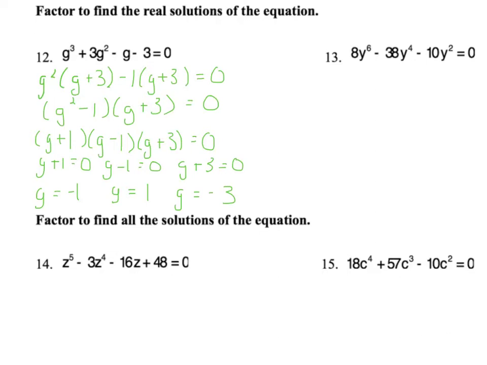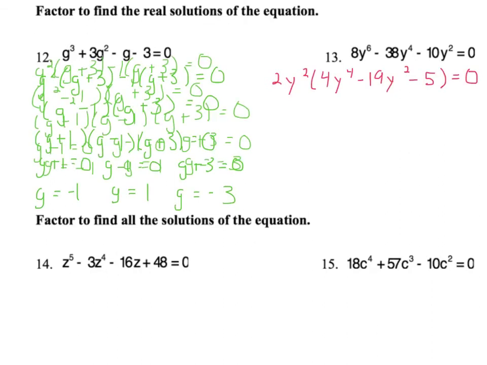For number 13, looks like I can first factor out a 2y squared. And then I'll be left with 4y to the 4th minus 19y squared minus 5. And then I want to see if I can factor 4y to the 4th minus 19y squared minus 5 even more. I need a 19 in the middle, and I see I have a 5, and 4 times 5 is 20. So I'm going to factor it with a 4y squared over here. Then I'm going to put a 5 over here, since if I FOILed that out, that would make a 20. And then I'm going to put a 1 here and a y squared here.